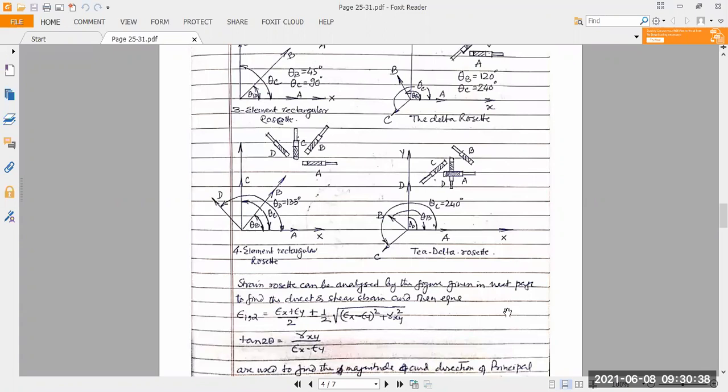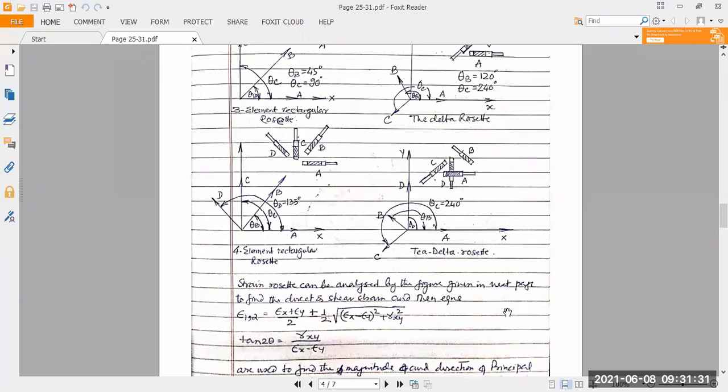OB is not given. Let me see. Just 1 second. OB is supposed to be just 1 second. So OB is not given even here.